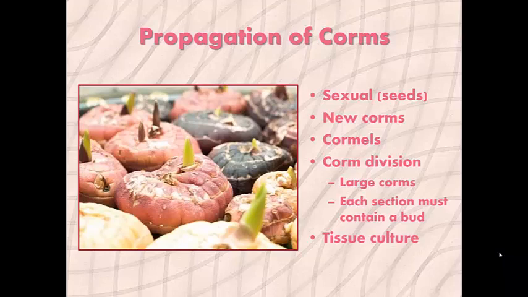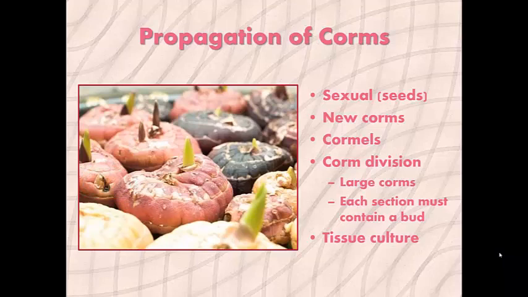Corms can also be divided, so you can't twin scale or scale a corm because there's no scales in it. But in a large corm, like these gladiolus corms pictured here, you can cut it up into sections as long as each section contains a bud, and here's one right here. As long as each section contains a bud, then each section will form a cormel and then a new plant.